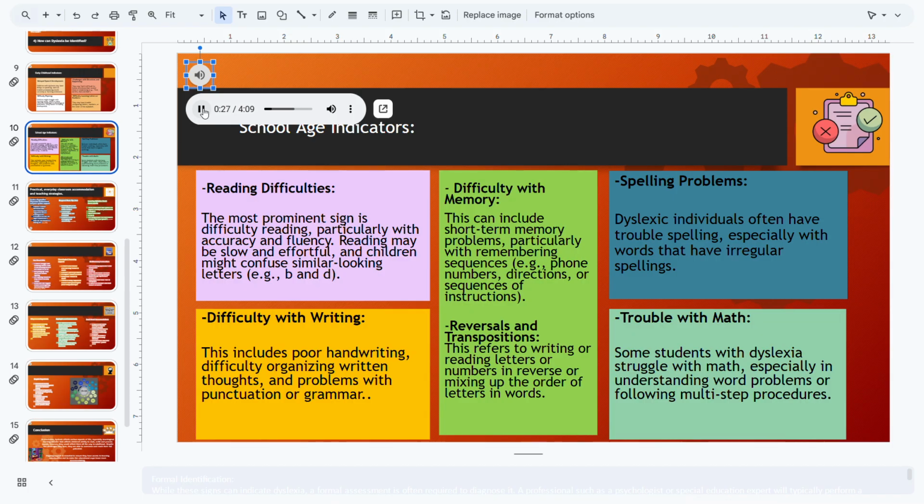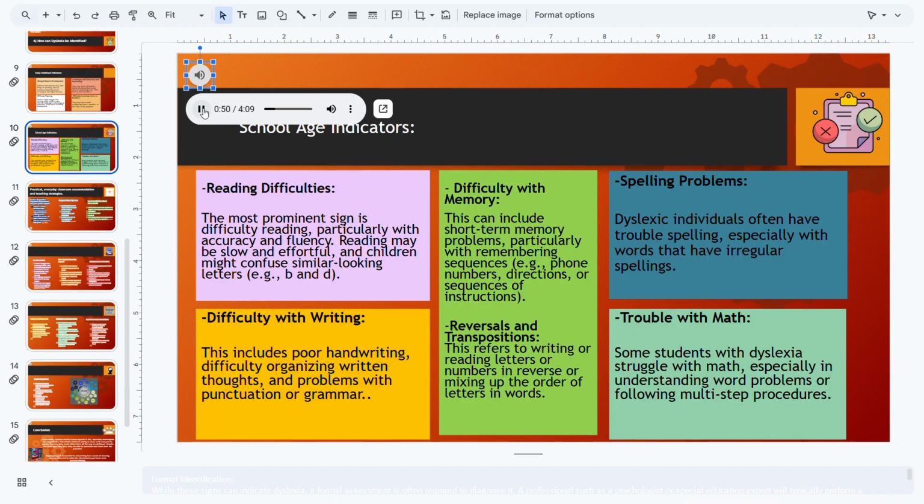You will also notice that children might confuse similar looking letters such as the B and the D, which comes through in the reversals and transpositions topic. This refers to the writing and reading of letters and numbers in reverse, and they often mix the numbers up or the order of the letters.